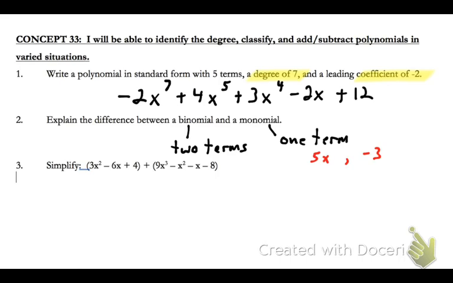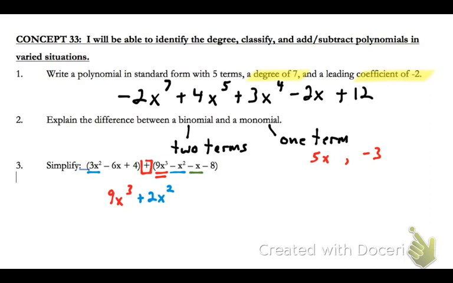Simplify. When we're simplifying, we're doing the operation in the middle. We're adding and combining like terms. One way I like to do it is I notice that there's a 9x cubed. There's no other x cubed terms, so 9x cubed is by itself. We could then look and we see we have a -x squared and a 3x squared. That makes a grand total of positive 2x squared.